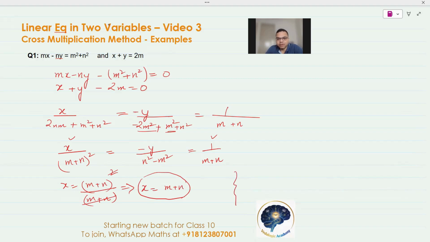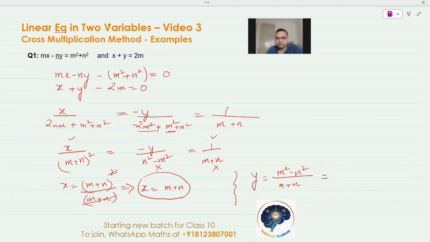Similarly, for y, what I'm going to do is multiply this minus below. So it becomes m square minus n square. That expression changes its sign because I'm going to multiply minus in both numerator and denominator. So that's why it becomes m square minus n square. And I have brought it to the top, and in the denominator, we have the same thing, m plus n.